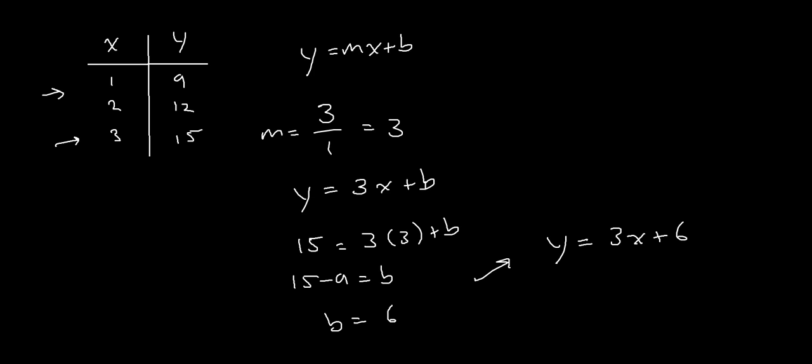And that's how you would do it if you're not given in your table of values what your function at x equals 0 is. Alright, hope you learned something.